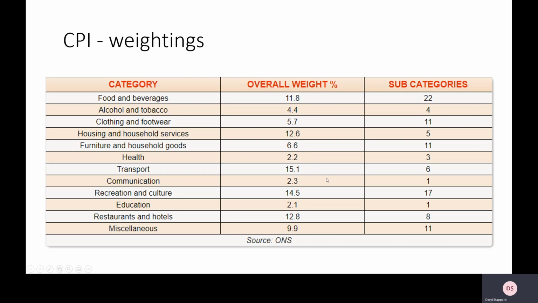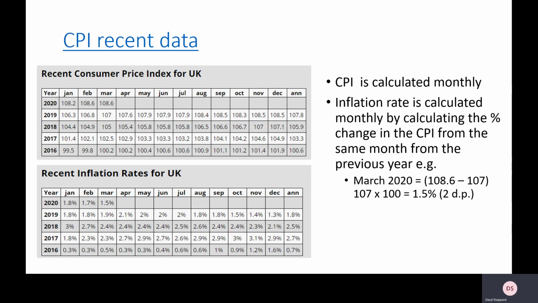Okay, so the thing which is the highest weighting in this basket of goods is transport at 15.1% of income. Restaurants and hotels, 12.8%. Housing and household services, 12.6%. So remember, those weightings will be adjusted over time to reflect how important these things are to different households across the country. You can see here recent data for the Consumer Price Index.